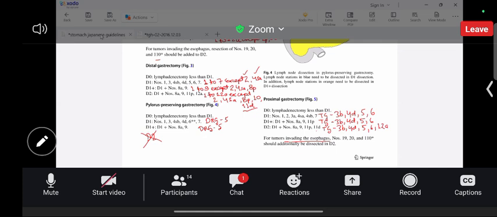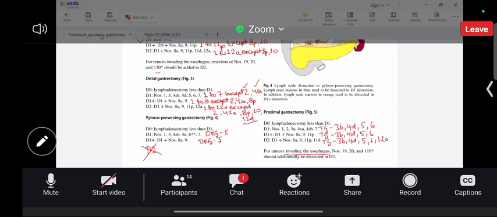Then pylorus preserving gastrectomy, D0 will be less than D1. D1 will be DRG minus level 5. So D1 for DRG is 1 to 7 except 2 and 4 SA. If we leave the level 5 also, it will be D1 for pylorus preserving gastrectomy. There is no D2 in pylorus preserving gastrectomy. So DRG minus level 5 will give us D1 and D1 plus for the pylorus preserving gastrectomy.